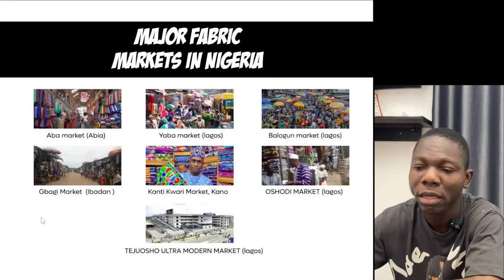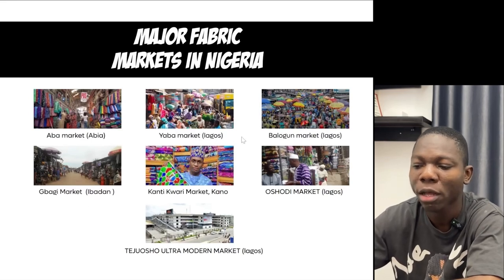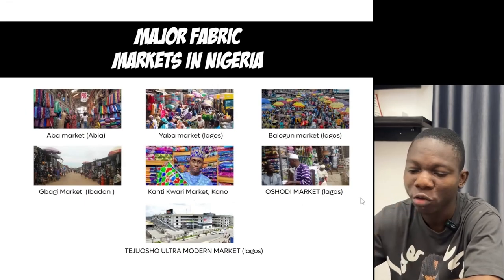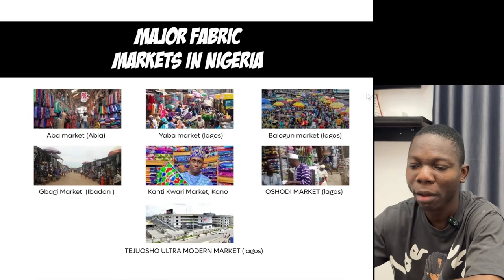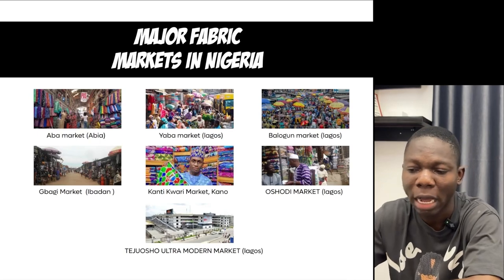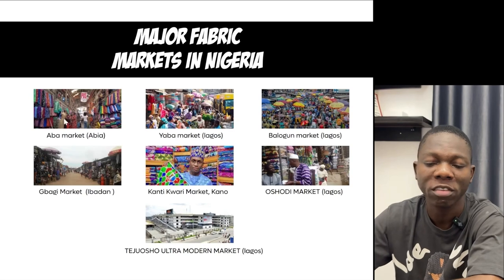The major markets in Nigeria, number 1 is Aba, number 2 is Yaba, Balogun, Dugbe market in Ibadan, the Kantin Kwari in Kano, Oshodi market, and Tejuosho, Lagos. I've been to over 85% of these markets: Aba, Yaba, Balogun, Tejuosho, and Oshodi. They sell different kinds of fabrics in these markets. Generally, Aba is where the port is closer to.